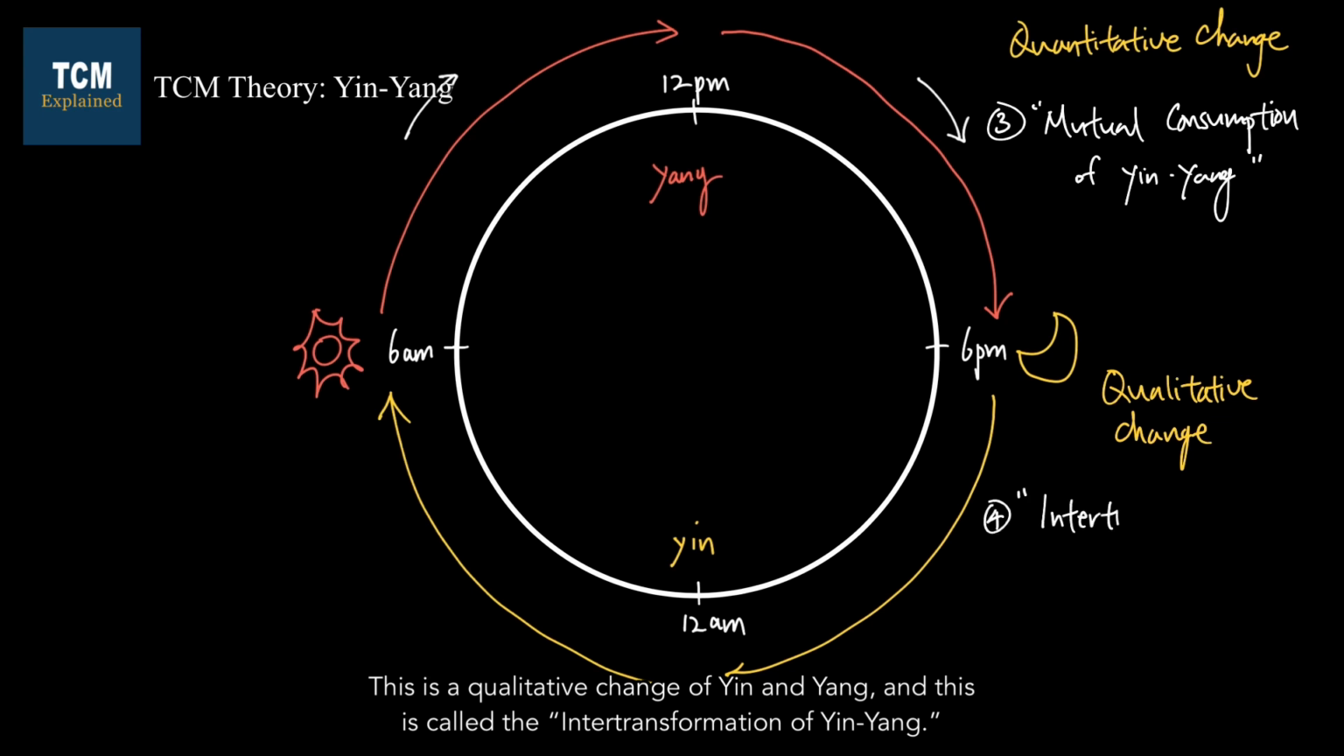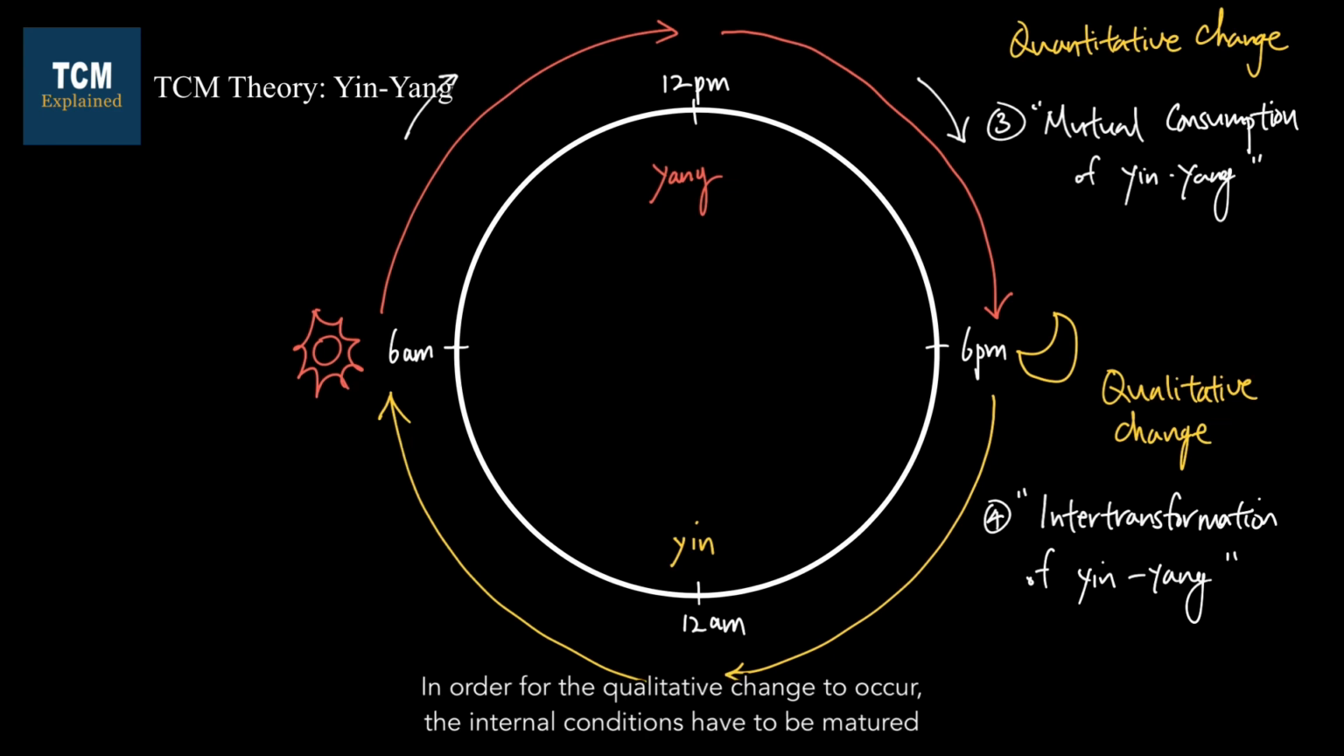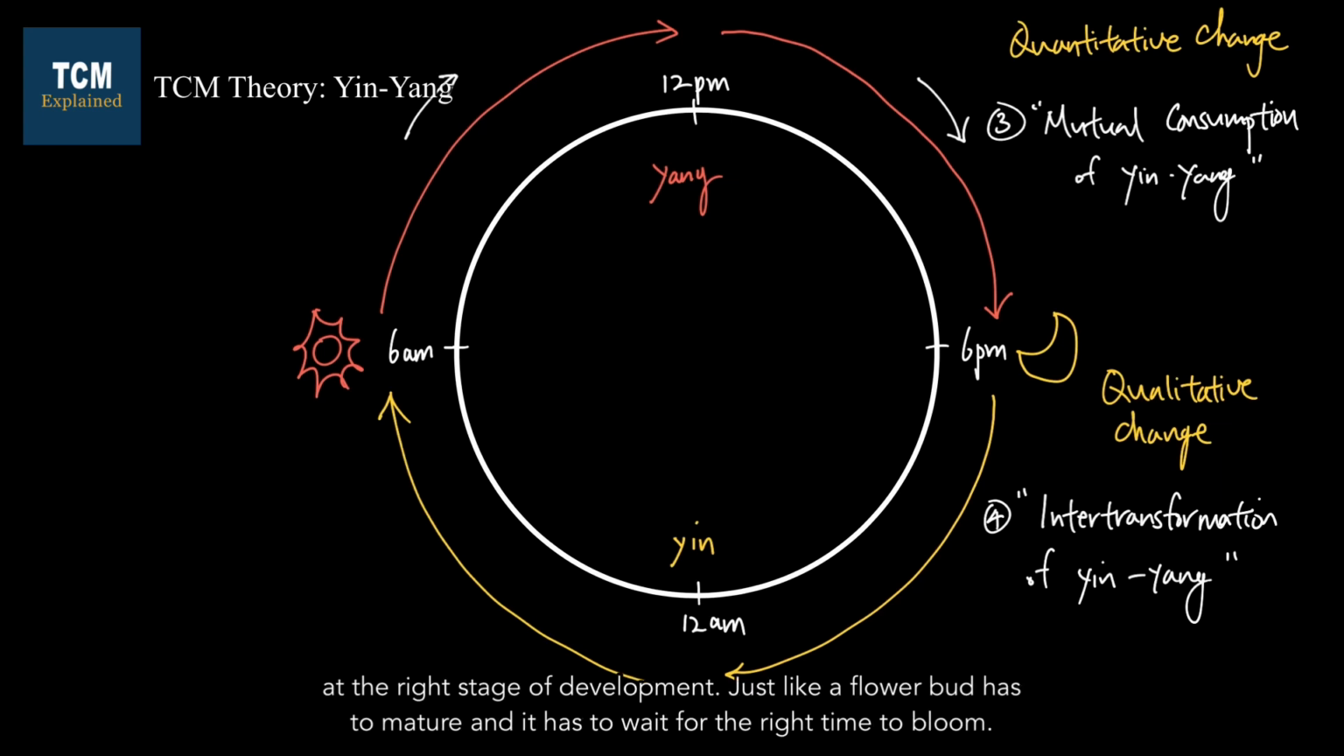And this is called the intertransformation of yin-yang. In order for the qualitative change to occur, the internal conditions have to be matured at the right stage of development, just like a flower bud has to mature and has to wait for the right time to bloom.